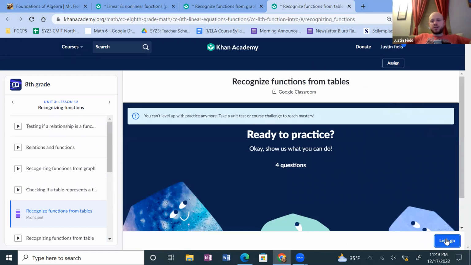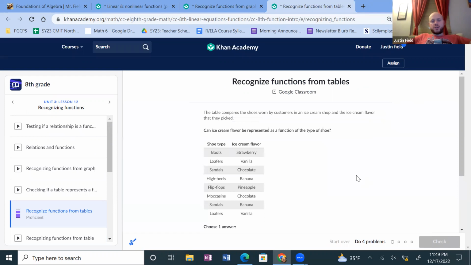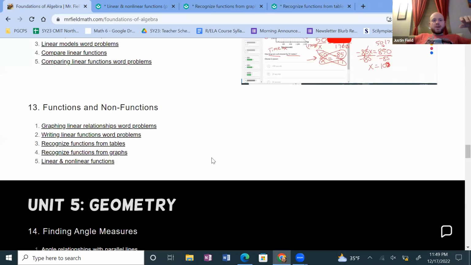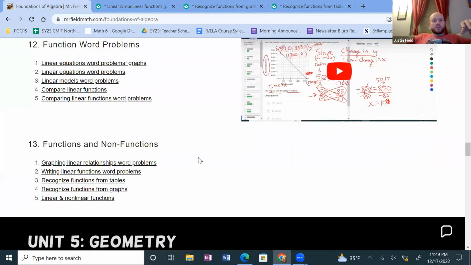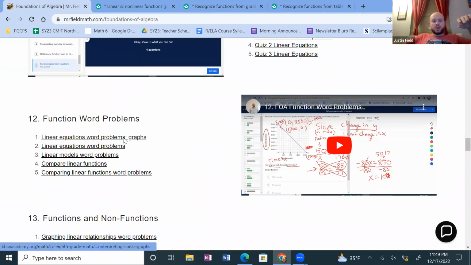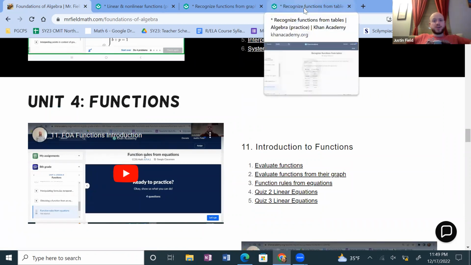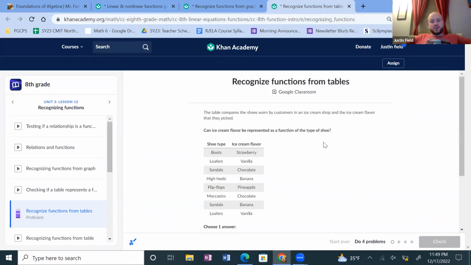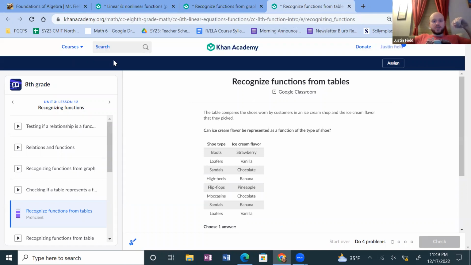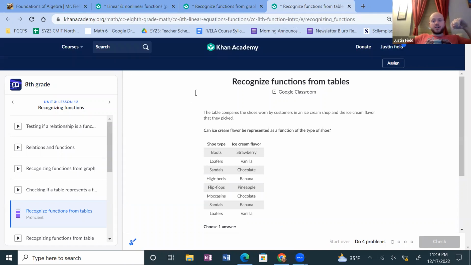Okay. So get past those two, which I think you can do. And then these ones are new. Okay. So in this unit, we are talking about functions. Okay. So we're doing function word problems, introduction to functions. I showed you function notation. But here we're talking about the definition of the function. So let's write that down.